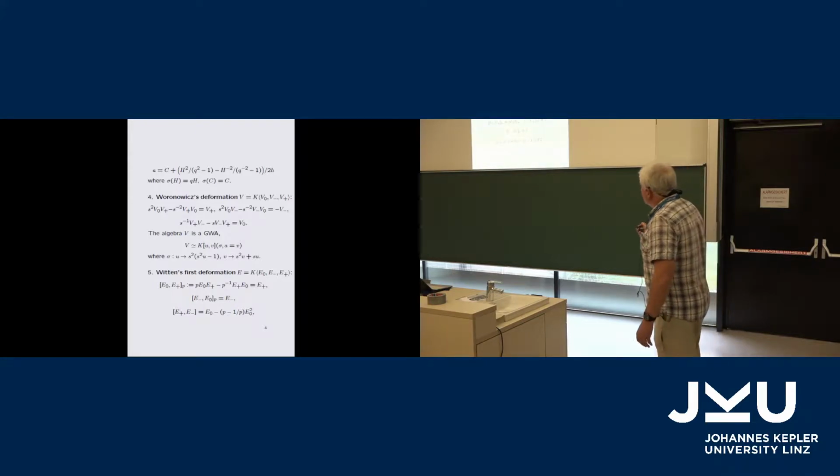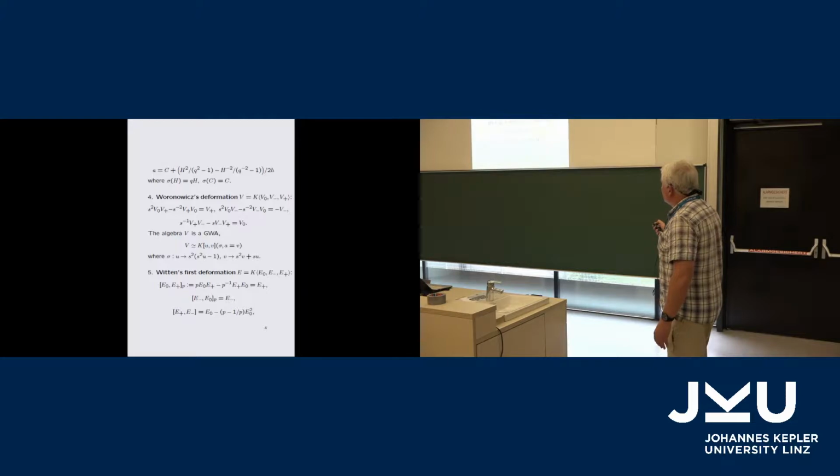Okay, so maybe I will not spend much time on the presentation of Woronowicz and Witten, so maybe very quickly. Witten's deformation is generated by three variables with quadratic relations. So the presentation: a polynomial ring in two variables, an automorphism that is not that sophisticated, and element A simply V. And a similar story with the second Witten deformation. So these are the generators, and these are the quadratic relations.